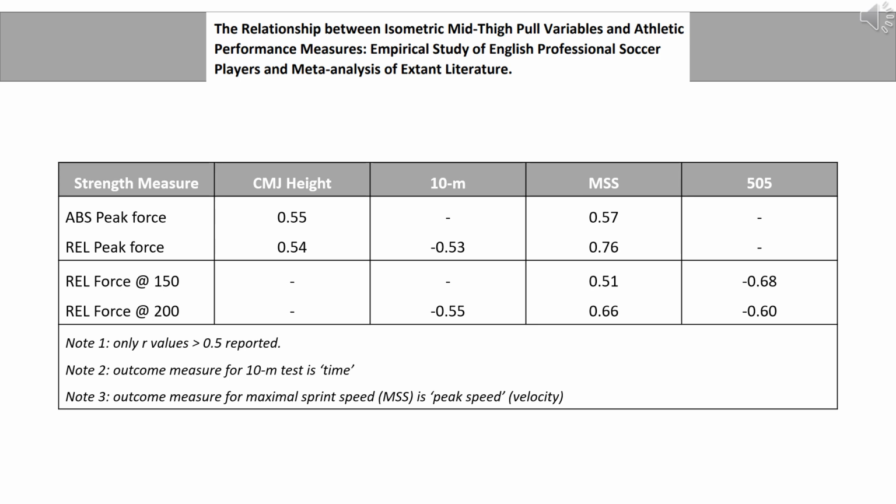And of course, peak speed or maximal velocity, MSS, is also incredibly important given the prevalence of sprinting during football. So actually, we've got quite a strong basis for including something like the isometric mid-thigh pull in our testing protocols because it's quite strongly correlated with a wide variety of physical performance assessments that are relevant for football players.